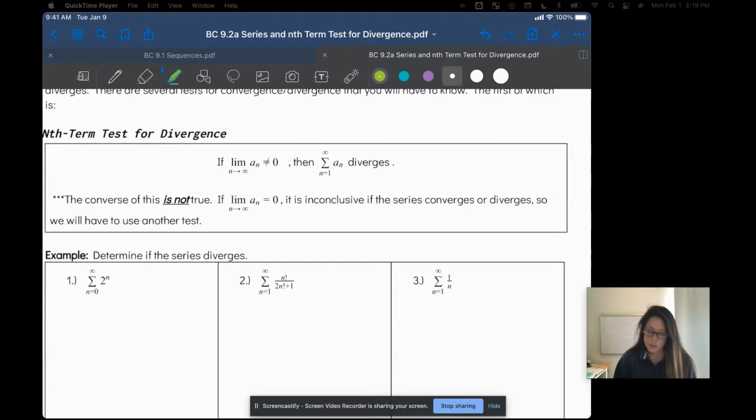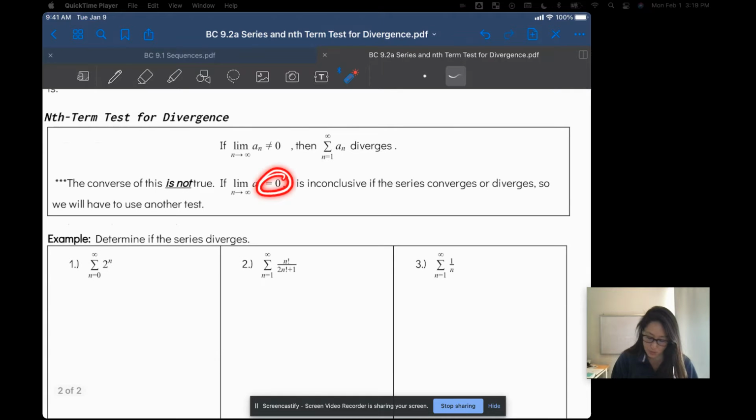Okay, so the nth term test for divergence, remember it's for divergence, says that if we take the limit as n approaches infinity of a sub n, and if that doesn't equal 0, then the series diverges. So basically, if we don't approach 0, the series goes somewhere else, okay? So it diverges.